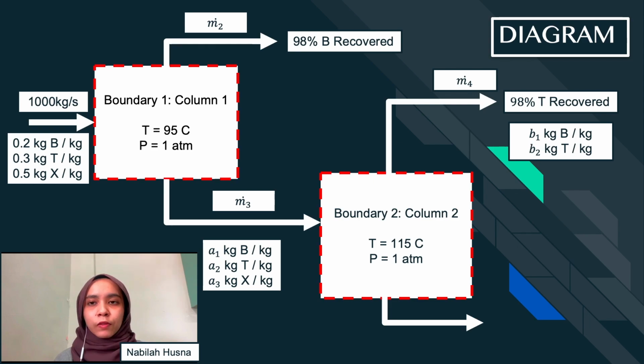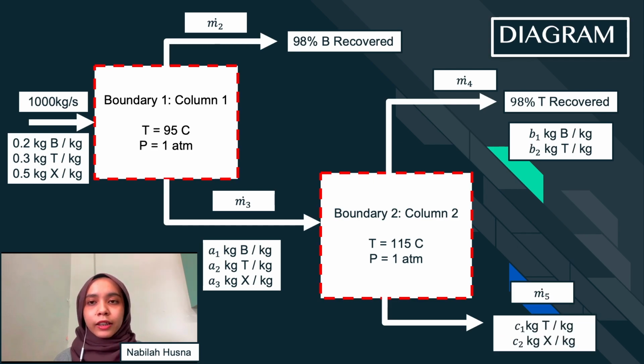We have labeled the mass flow rate at the bottom stream as M5, where the product is only xylene and toluene. The unknown for toluene is C1, and the unknown for xylene is C2. The pressure that we set for each column is 1 atm.